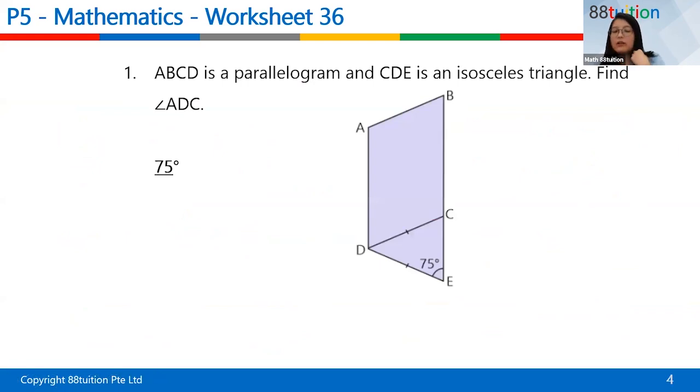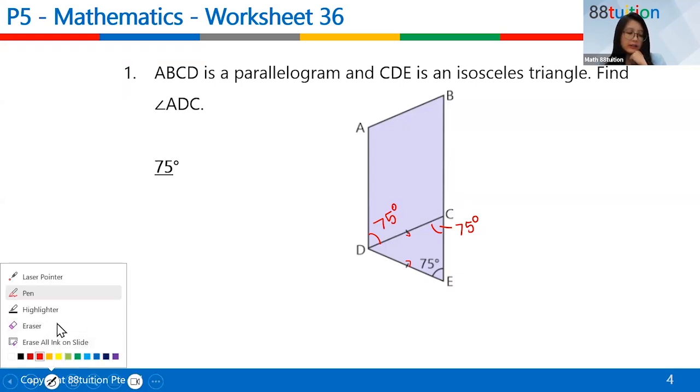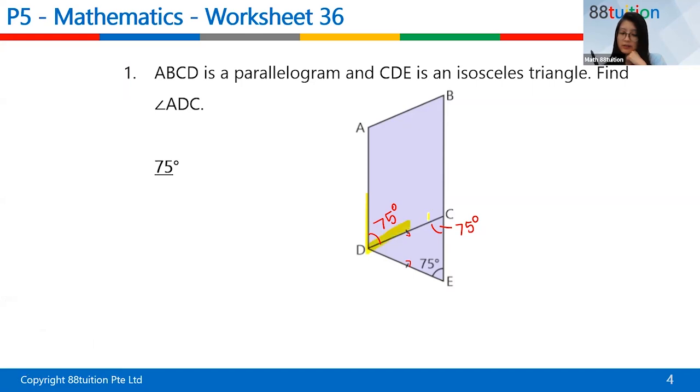ABCD is a parallelogram. CDE is isosceles. So as I said, you did point here, so we know this is also 75. Find ADC, this one. So this is 75. Why? Because it's alternate angle. Okay, it's just like that. No need to even calculate.